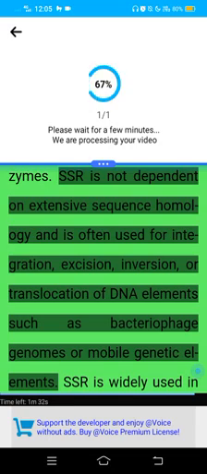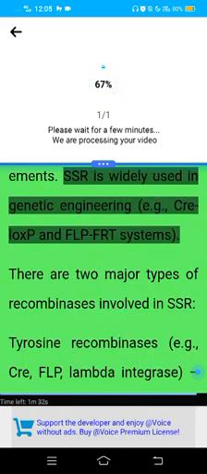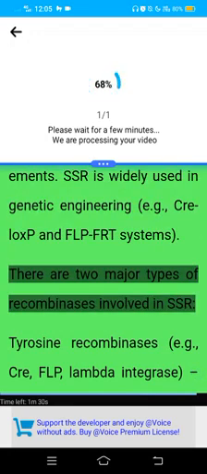SSR is not dependent on extensive sequence homology and is often used for integration, excision, inversion, or translocation of DNA elements such as bacteriophage genomes or mobile genetic elements. SSR is widely used in genetic engineering, e.g., Cre-loxP and FLP-FRT systems. There are two major types of recombinases involved in SSR.